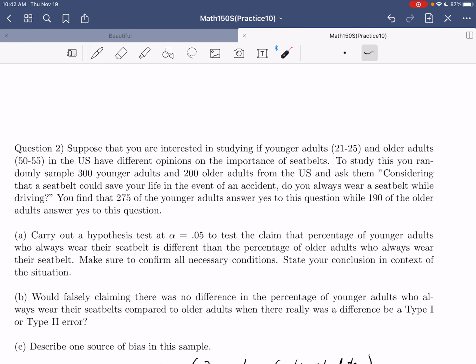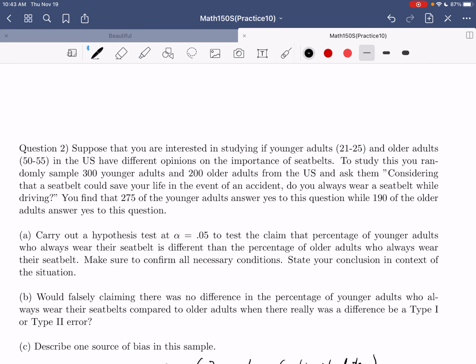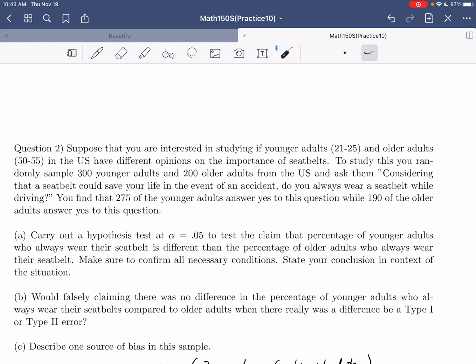Well, if we read through this, the first thing that should jump out to us is how we phrase this question. This considering that a seatbelt could save your life in the event of an accident. That's unnecessary language there, and it's sort of slanted language because it's basically encouraging people to answer that they always wear a seatbelt because it's telling you how important it is. So that would be a form of wording bias. So one potential bias here is wording bias, right? That whole considering that thing in there should not be included. Instead, our question should just be simply phrased as, do you always wear a seatbelt while driving?